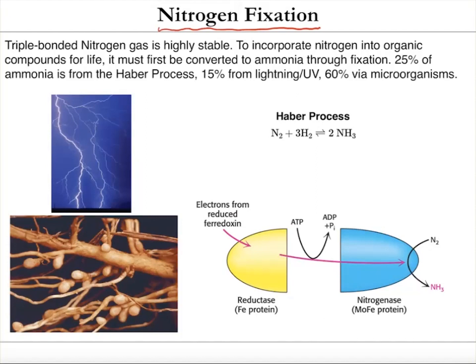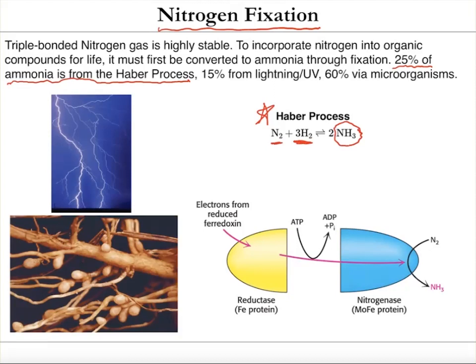All living things have nitrogen in them, and it's going to be incorporated through this fixed nitrogen. So 25% of all the ammonium that is eventually incorporated into living things is produced through a process called the Haber process. And this was invented many years ago, I think in the early 20th century or even a little earlier than that. It's basically an industrial process where you take nitrogen gas at incredibly high pressures, along with hydrogen gas, and you can turn that into ammonia that then can be used for fertilizer.